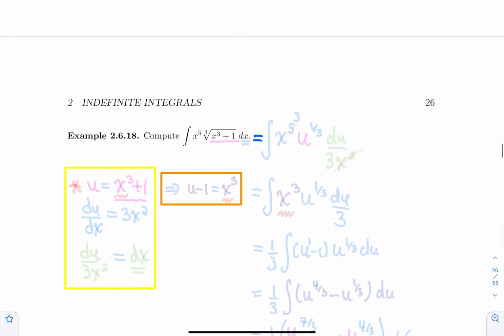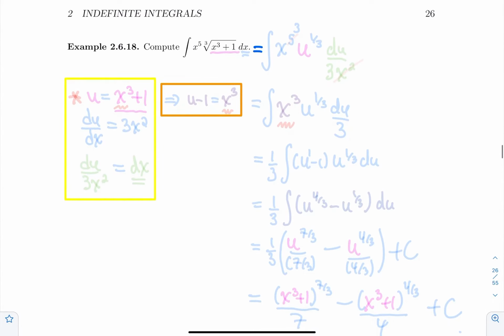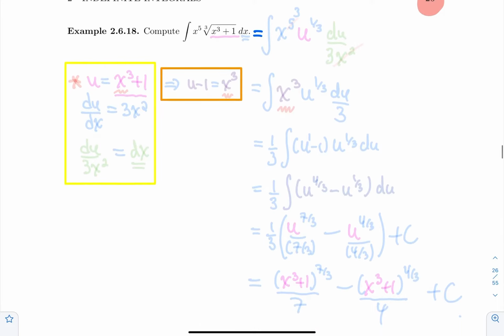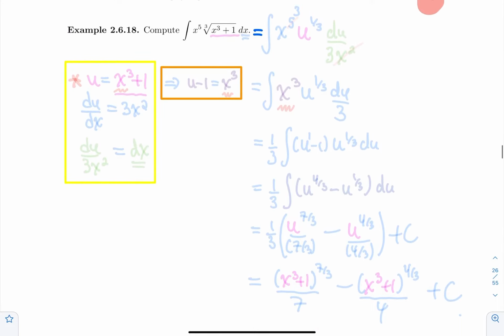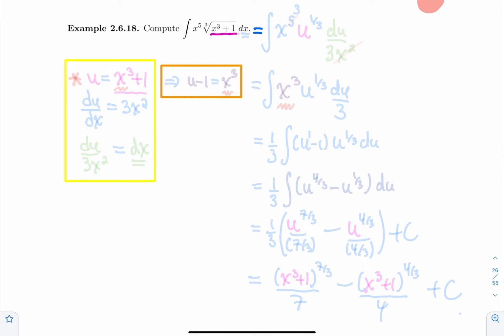All right, let's do another example similar to this one. So we have to integrate x^5 times the cubic root of x cubed plus 1. So here we go again. Let's use the inside of the cubic root for u. So u is equal to x cubed plus 1. Then when you compute du over dx, you get 3x squared. If you isolate dx, you get du over 3x squared is equal to dx.